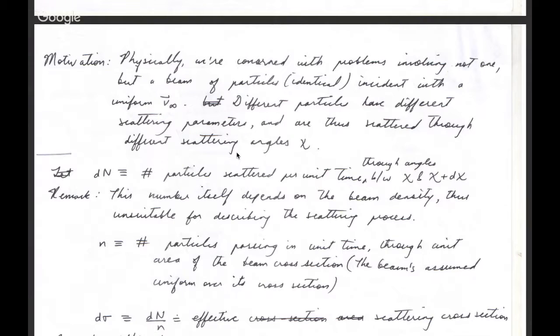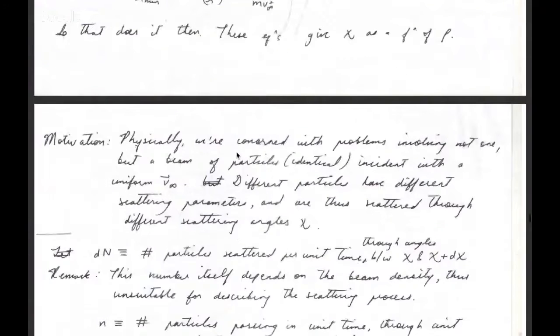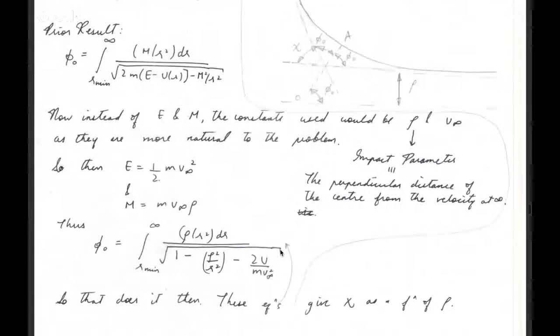Chi was this angle, right? Yes, this angle chi and chi plus d chi. So in this small window, per unit time, how many particles get scattered? That's what we are measuring using dn. Okay, yes.